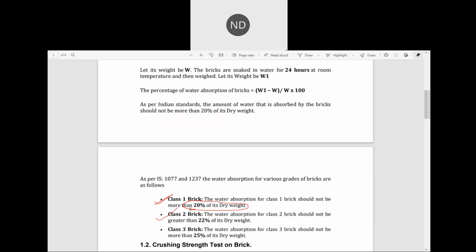And what about second class brick? When your brick is second class, the water absorption should not be greater than 22%. For third class, it is more than 22, up to 25.